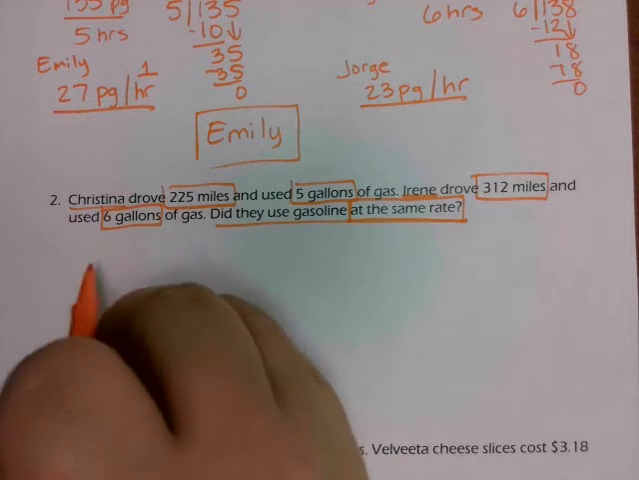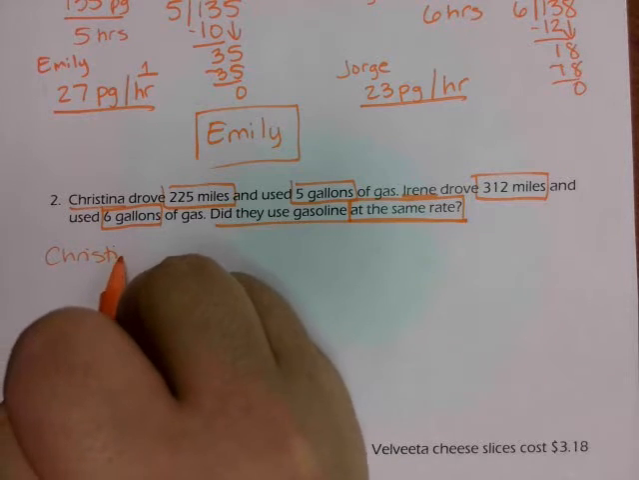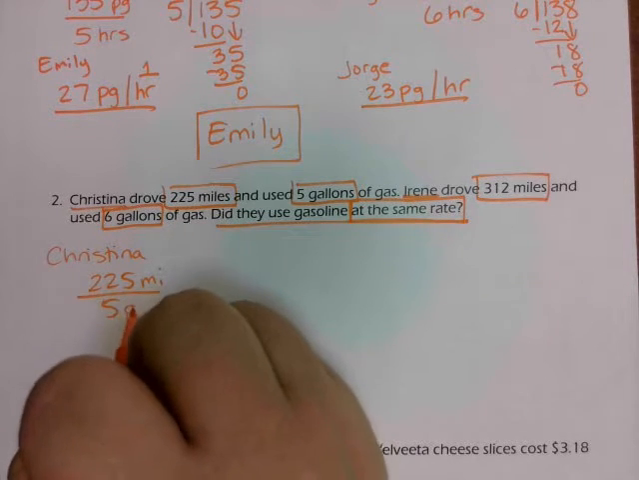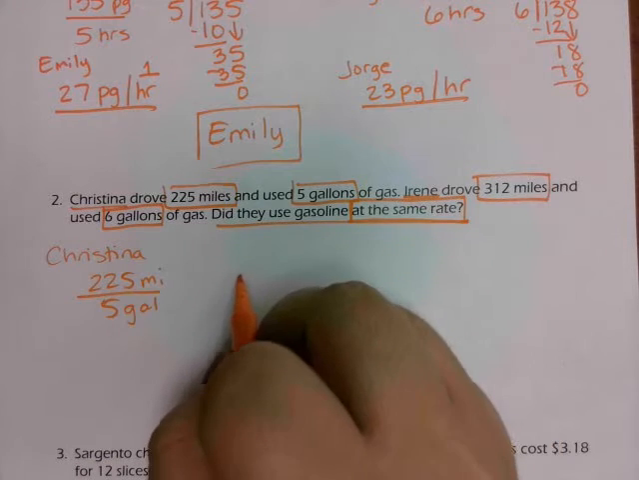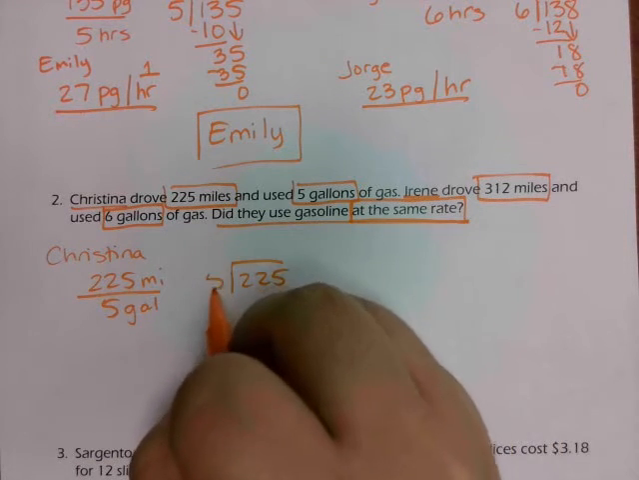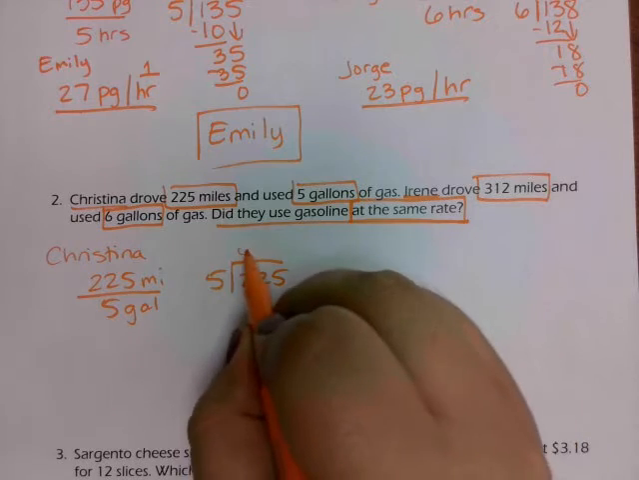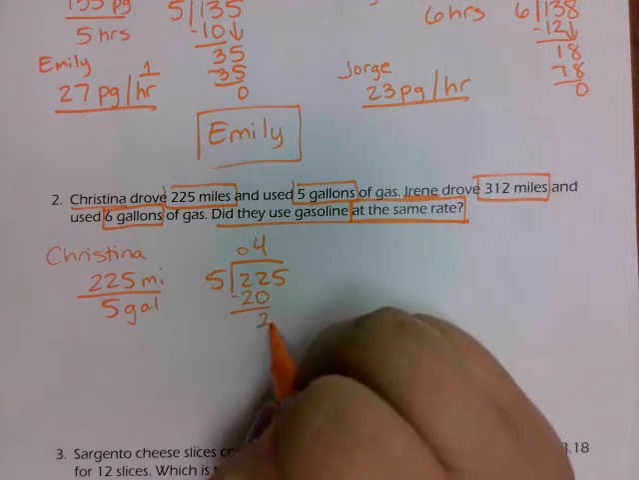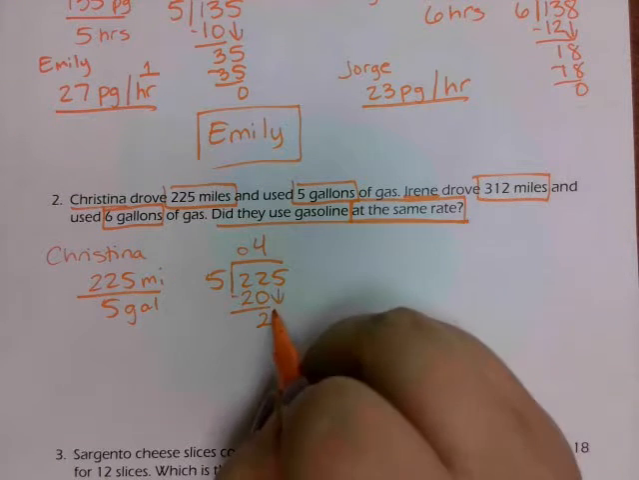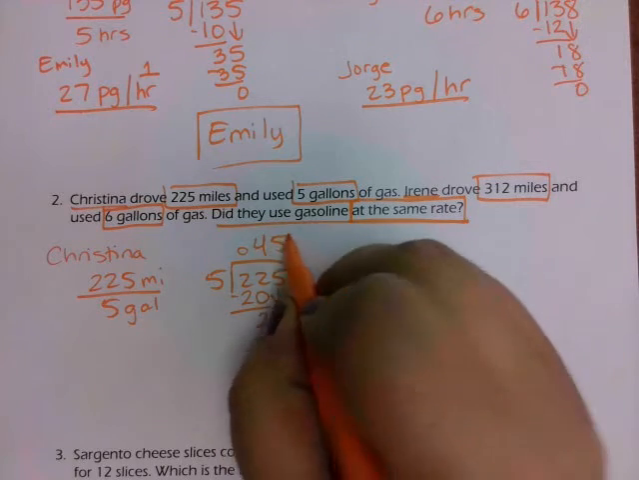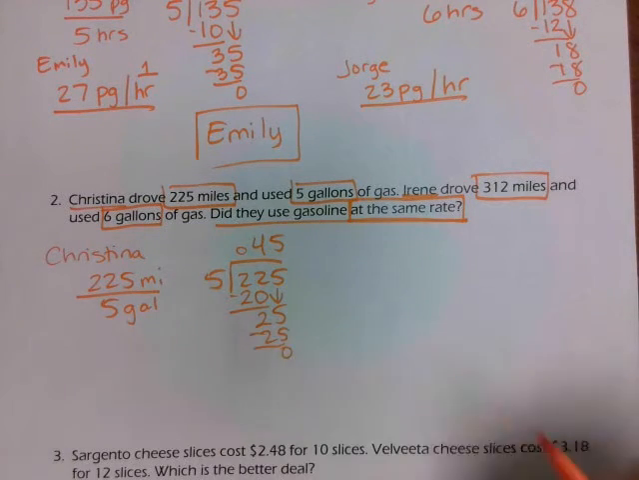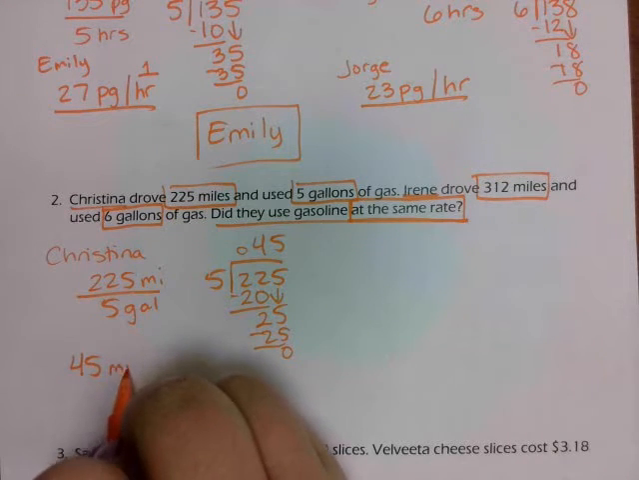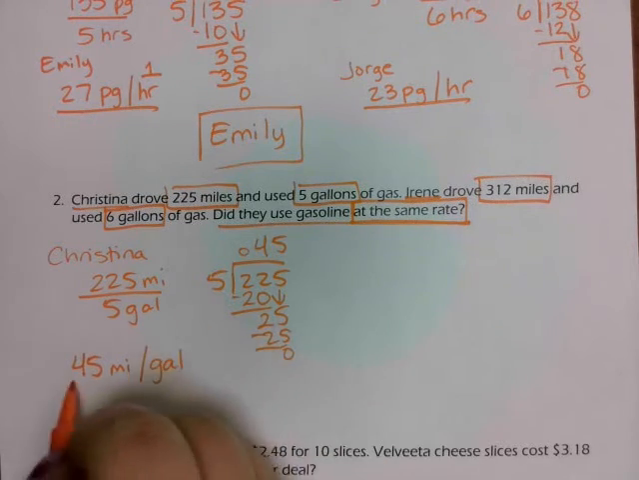So we're going to do Christina first. She did 225 miles on 5 gallons. So we're going to take that 225 and divide by 5. No, it can't go into 2. It can go into 22 4 times, which is 20. Subtract, we get 2. Bring down your 5, and 5 goes into 25 5 times. The remainder of 0. All right, so Christina was at a unit rate of 45 miles per gallon.